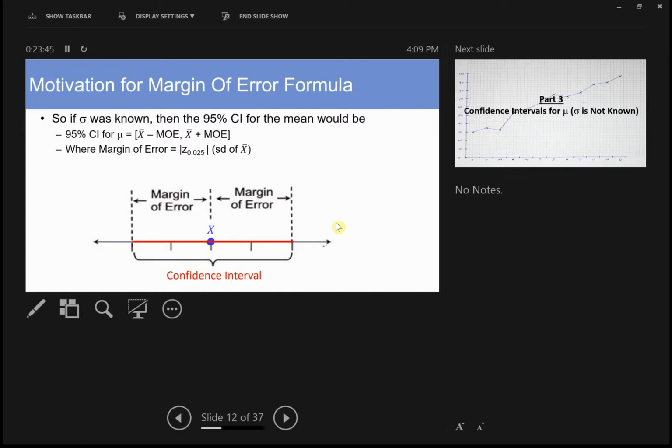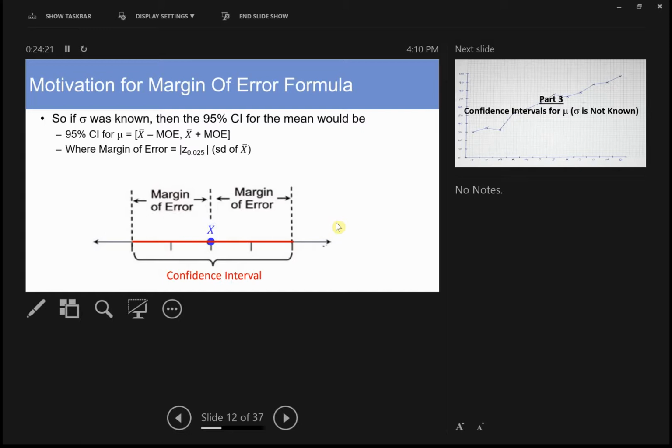Now, why do I want to do that? Because now I'm going to write the margin of error. And here's how I'm going to write the margin of error. I'm going to write the margin of error as a product of two things. The first is the standard deviation of x bar. And the second is a thing called the critical value. And this we already know. We know from the central limit theorem what this is. This is sigma divided by the square root of n. So this we already know from the central limit theorem.